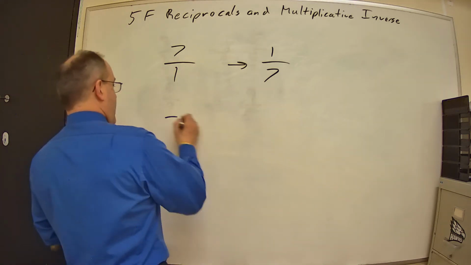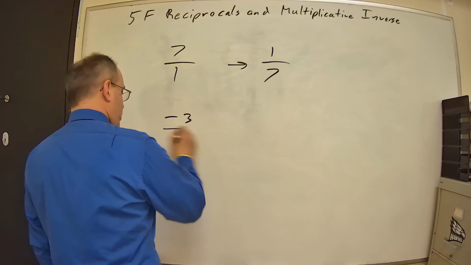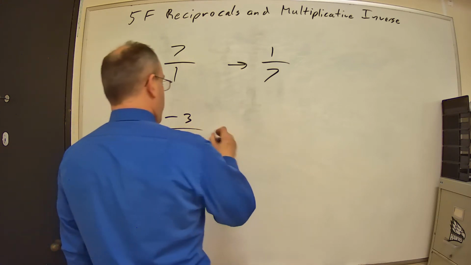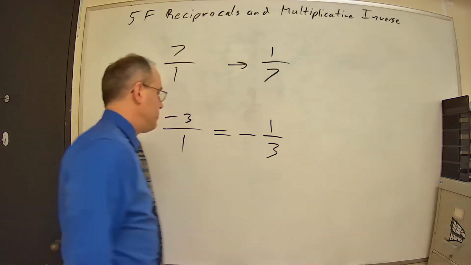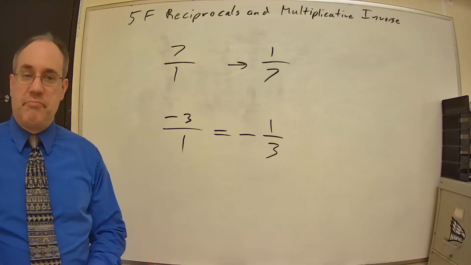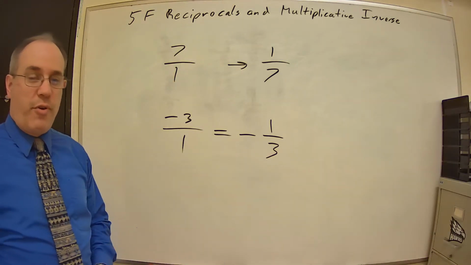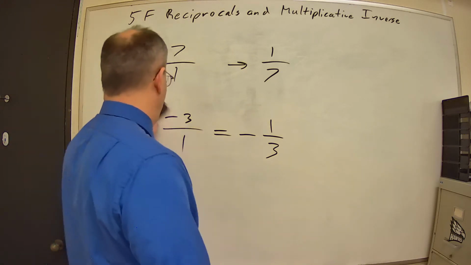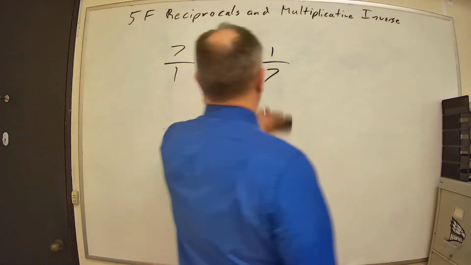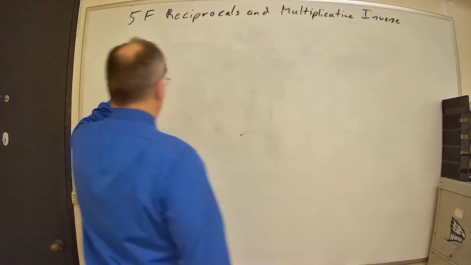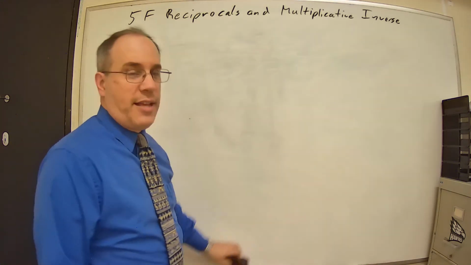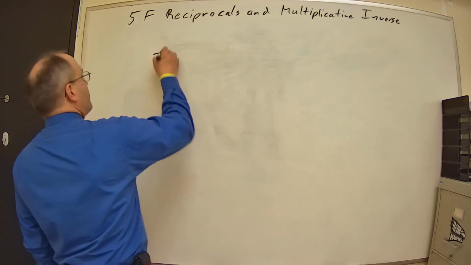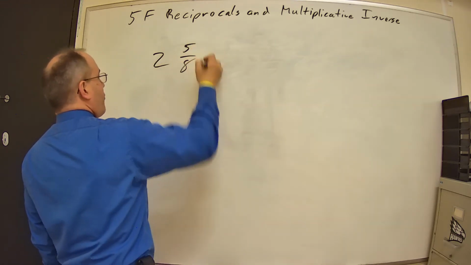So if I had -3, you can put that over 1, gives you -1 over 3. So there we go. Pretty straightforward. But, Mr. Davis, so how do we do this? There's always a but, right? But, Mr. Davis, how can we do this thing? That doesn't make sense. What if I have 2 5/8?